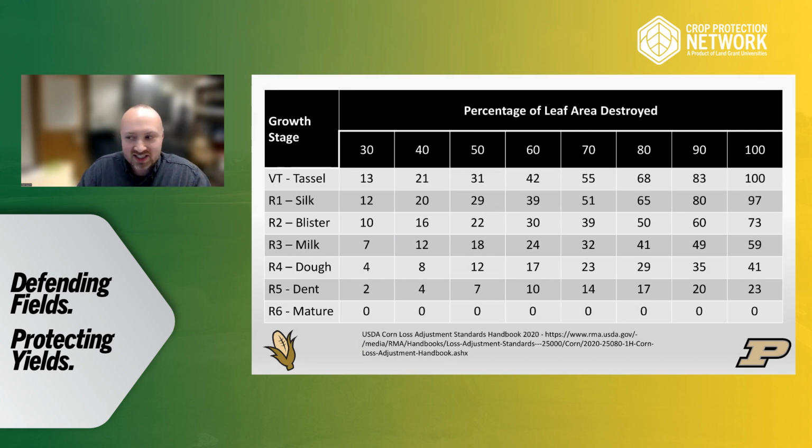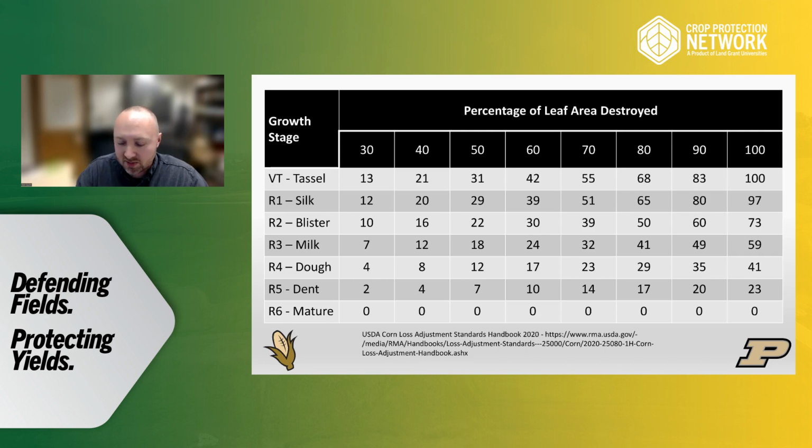Another interesting aspect, maybe one benefit, though I don't know if there is a true benefit from hail damage: if we do have leaf defoliation, that can actually help advance grain drying at harvest. This is just due to increased air movement throughout the canopy of that crop.